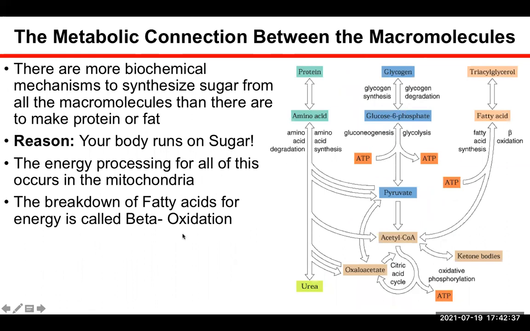And then, all of these macromolecules that I've talked about in these past lectures, there's a connection between all of them, and that is sugar. Your body, and I've emphasized this multiple times, runs on sugar. This is what we need, but of course it's a fine balance. We don't want to have an excessive amount.